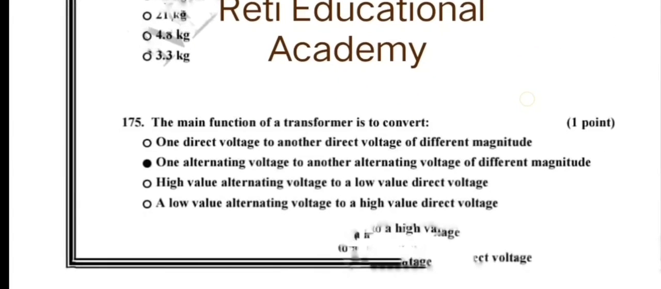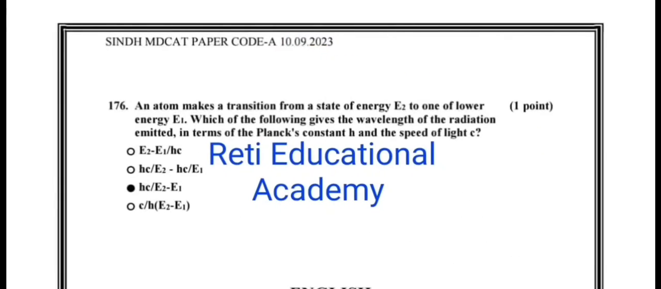Question number 175. The main function of a transformer is to convert, and the correct option is one alternating voltage to another alternating voltage of different magnitude. Question number 176. An atom makes a transition from a state of energy E2 to one of lower energy E1. Which of the following gives the wavelength of radiation emitted in terms of Planck's constant h and the speed of light c? And the correct option is C.